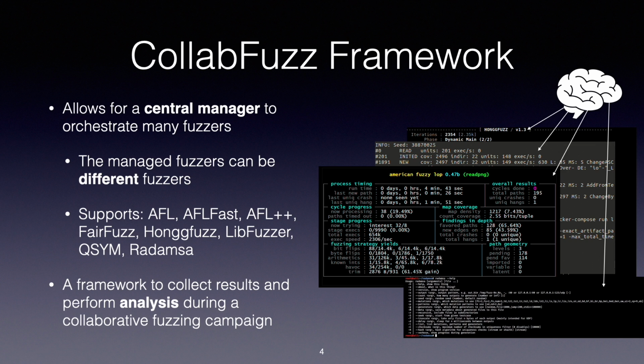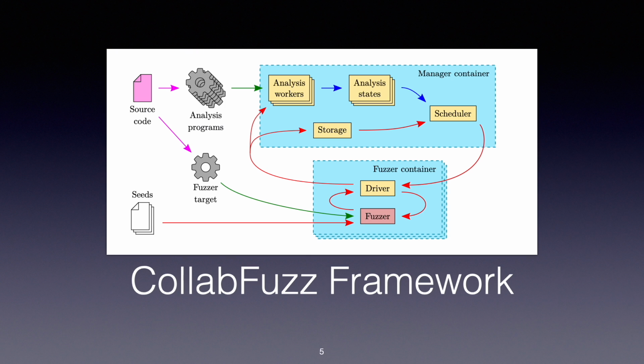The nice thing about this orchestration framework is that it has a central manager which can track the state of all the individual fuzzers and have a global overview of what all these different fuzzers do. You can perform analysis of the state at runtime, so you can see what progress certain fuzzers are making and see which one is better suited for the task, and even implement scheduling policies on top of this. So here's an overview of the CollabFuzz framework.